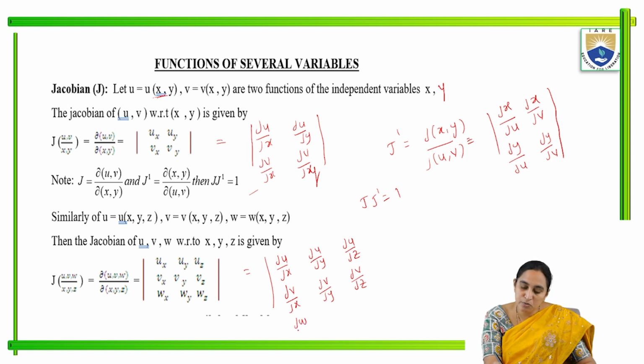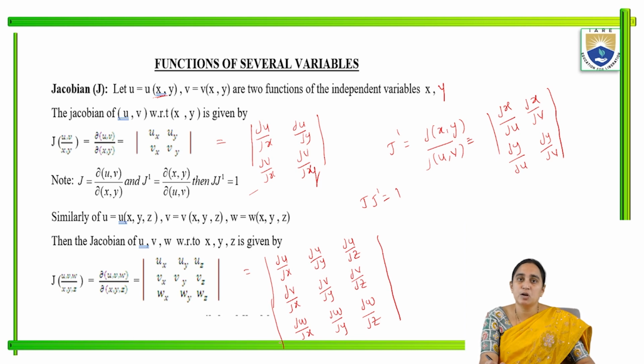Next, w differentiate with respect to x, and w differentiate with respect to y, and w differentiate with respect to z. This is the formula for the Jacobian for three variables: ∂(u,v,w)/∂(x,y,z). Okay, this is the formula for J.